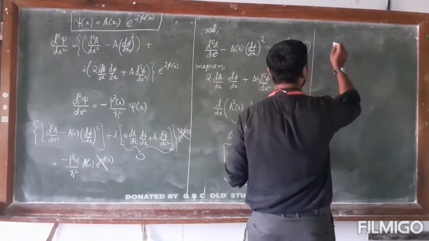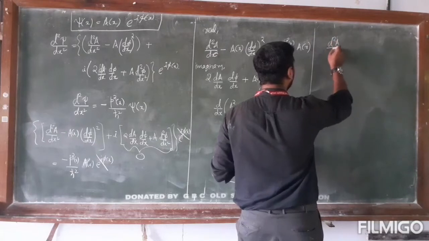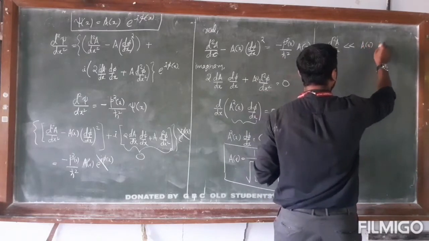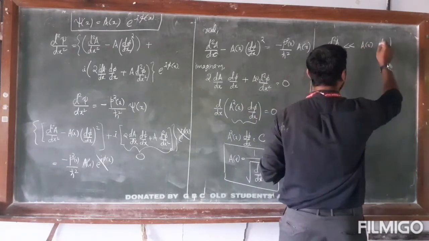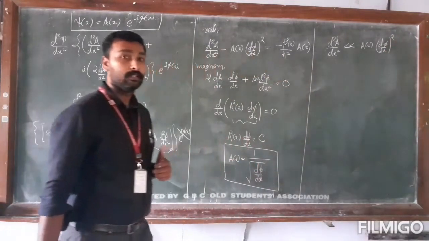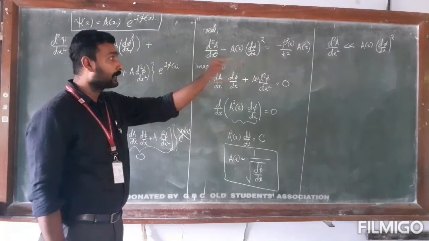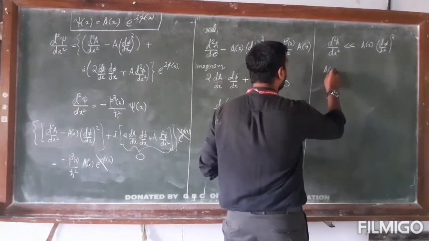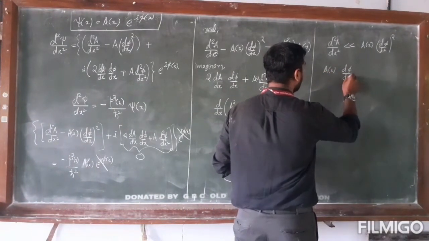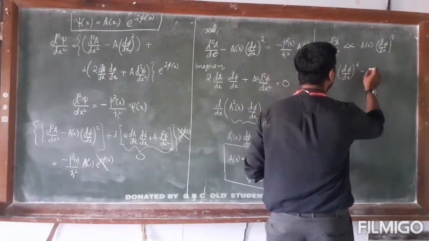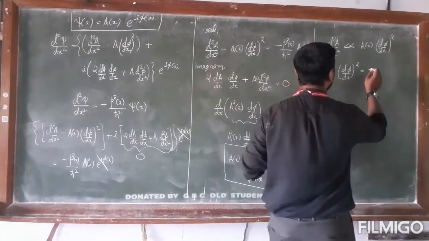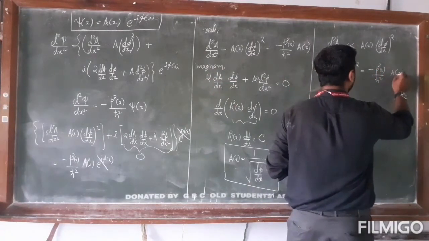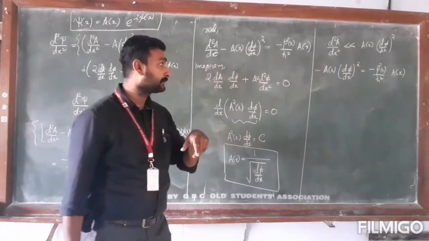So using the WKB approximation, I can write that the second derivative of the amplitude must be very small compared to A of x into (d phi by dx) squared. So this is an approximation. Now using that approximation, this real equation I can write as A of x (d phi by dx) squared equal to minus p squared of x by h cross squared into A of x. So the minus cancels, A of x cancels. So what will I get?